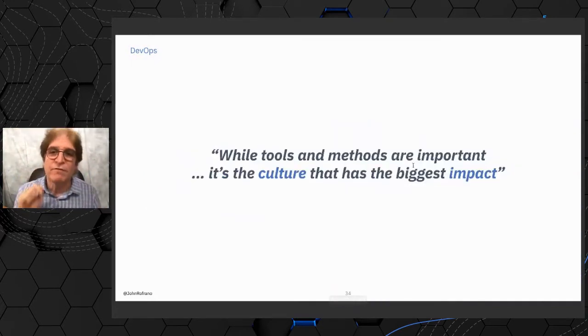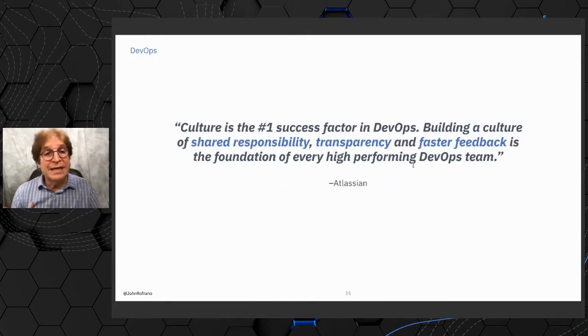But the most important of those is culture. This is what has the biggest impact. Atlassian says culture is the #1 success factor in DevOps. Building a culture of shared responsibility, transparency, faster feedback is the foundation of every high-performing DevOps team.